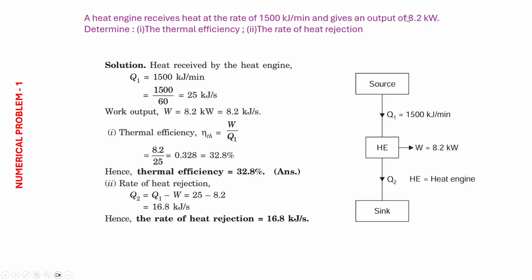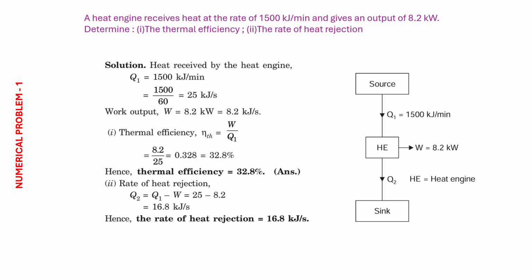Then comes the work output. The work output is given in kilowatt, so we can equate it with 8.2 kilojoule per second. We all know the thermal efficiency formula of a heat engine is the work done at the output to the ratio of heat supplied at the input, that is simply W by Q1. So 8.2 divided by 25 yields 0.328.